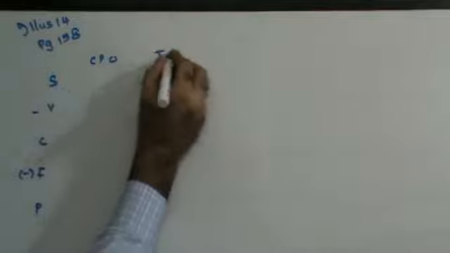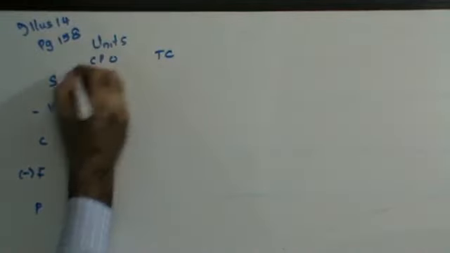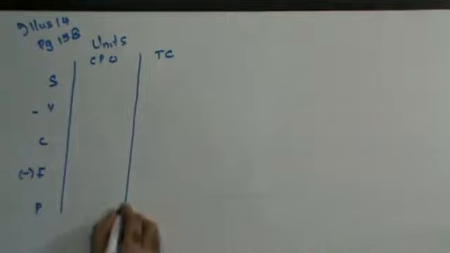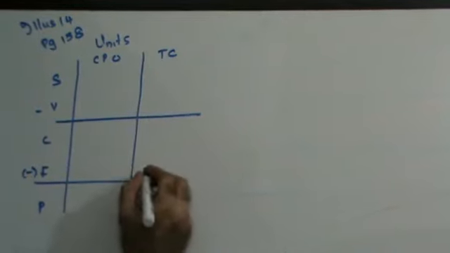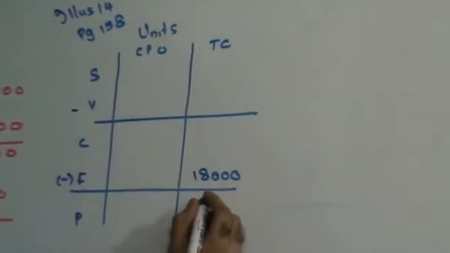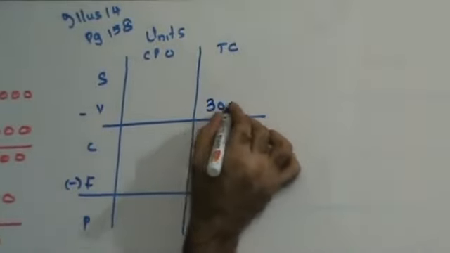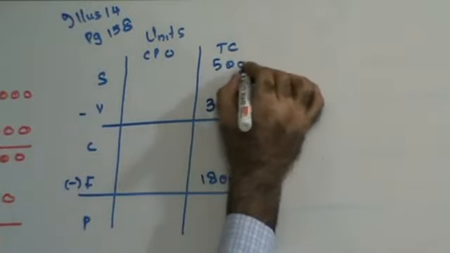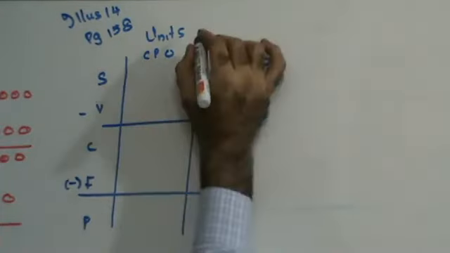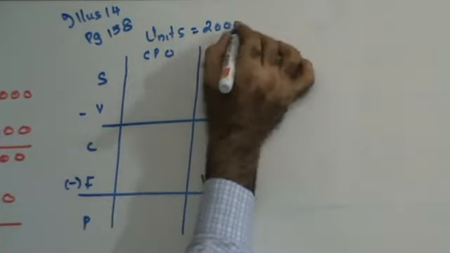S, V, C, F, P. CPU, TC, units. Right. Now let's see this 14 sum. They've said that total fixed cost is 18,000 rupees. Total variable cost is 30,000 rupees. Total sales is 50,000 rupees. And total units are 20,000.